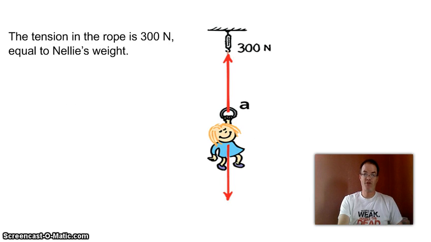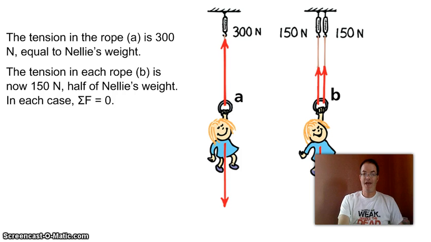Here's another example. We've got Nellie Newton hanging around here. We see there's two vectors representing forces. One points down, that's Nellie's weight. And supporting Nellie is an upwards support force of 300 newtons. That is the tension in the rope. If we add another rope, then we can see two vectors.